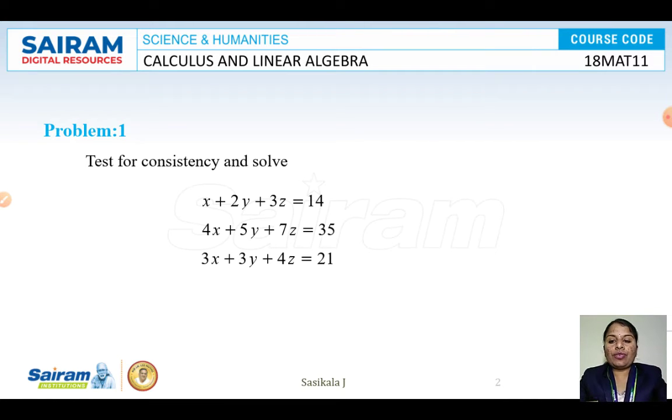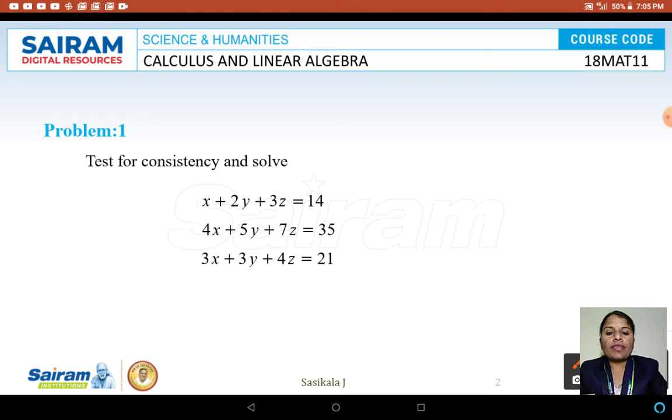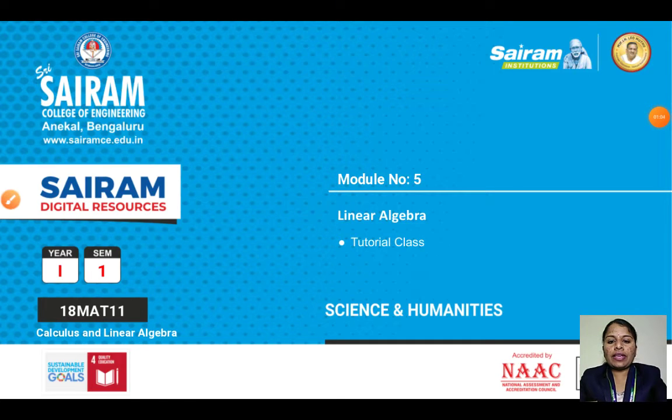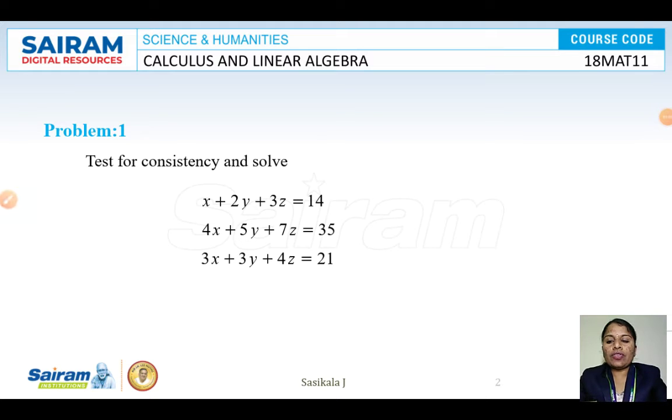The first thing we need to check is whether it's consistent or inconsistent. Consistent means the rank of matrix A and the rank of the augmented matrix AB should be equal. Then you will have a consistent system. If they are not equal, it will be inconsistent. So we first check that, and then we go to the solving part.